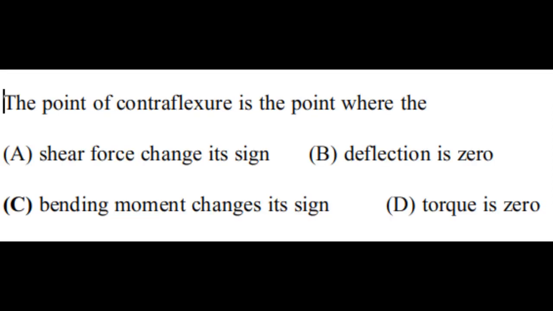Let us solve one more past question. The point of contraflexure is the point where: option A, shear force changes its sign; option B, deflection is 0; option C, bending moment changes its sign; option D, torque is 0. So the correct answer is option C. The point of contraflexure is the point where the bending moment changes its sign.